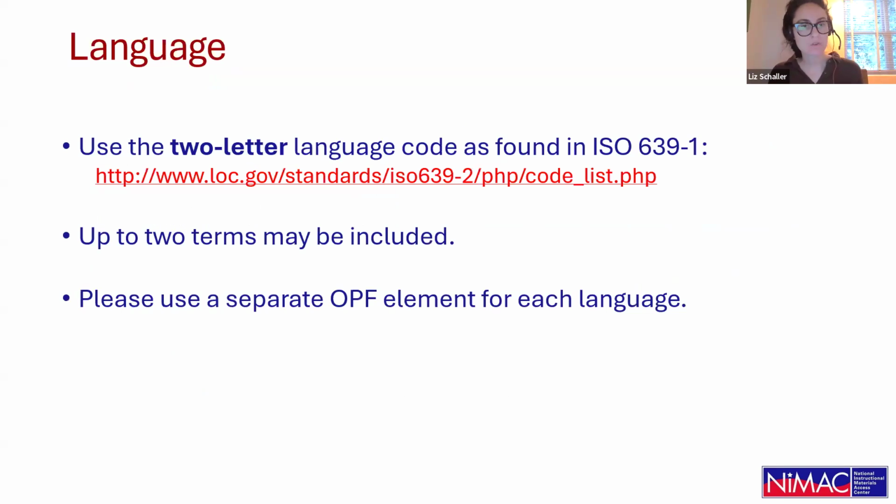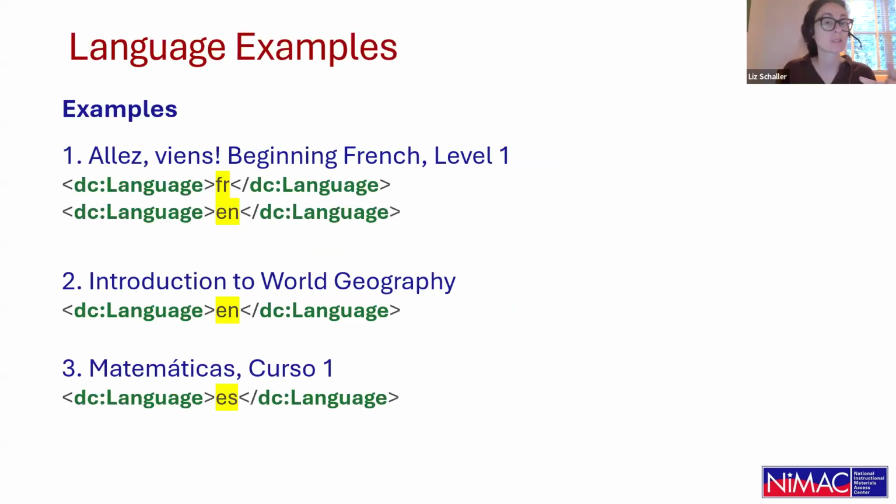Next up, language. You want to use the 2-letter language code that's found in the link Alexa popped in the chat, the ISO 639. And this element can be repeated up to 2 times. Please use a separate OPF element for each language. We'll see here on this next slide a couple of examples of that.